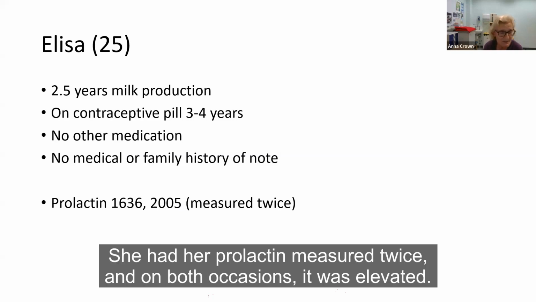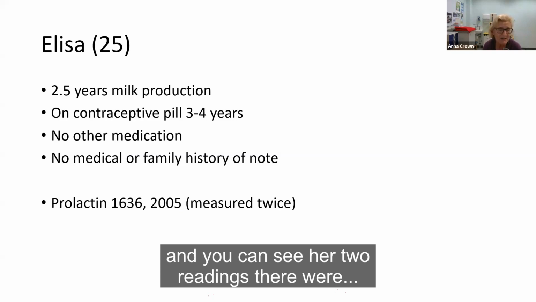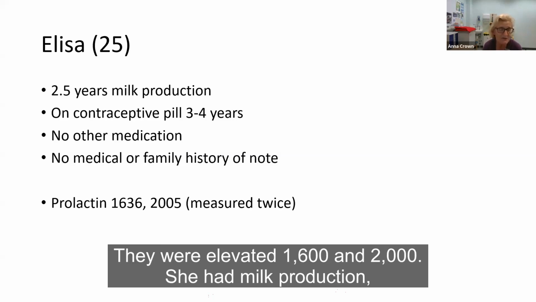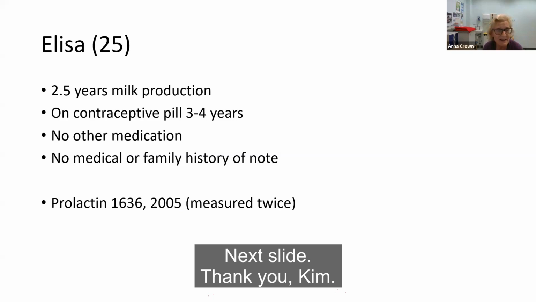So she had her prolactin measured twice. And on both occasions, it was elevated. The upper limit of normal is about 500. And you can see her two readings there were elevated, 1600 and 2000. So she had milk production, she was on the pill, and those were her prolactin levels. Next slide. Thank you, Kim.